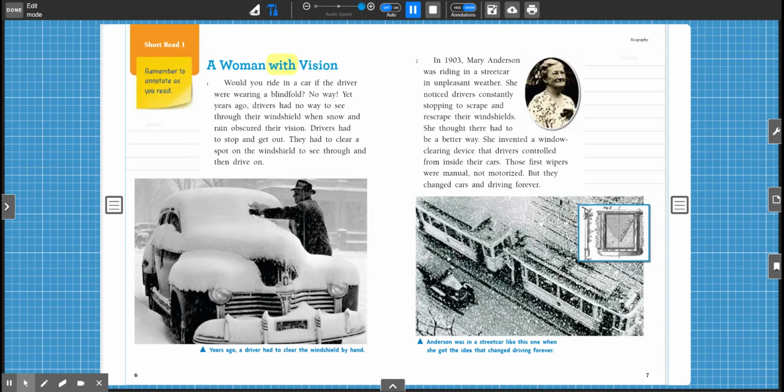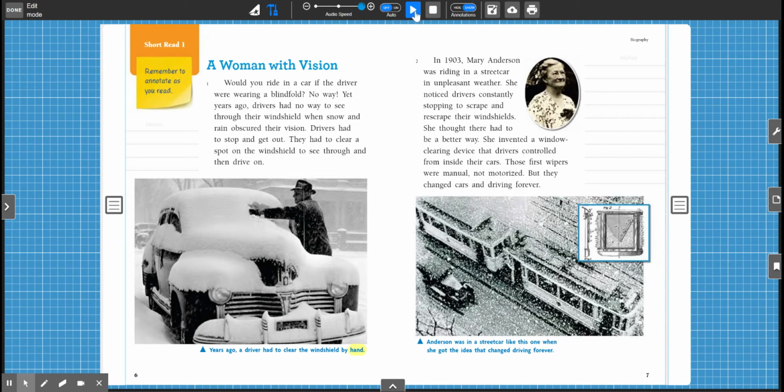A woman with vision. Would you ride in a car if the driver were wearing a blindfold? No way! Yet years ago, drivers had no way to see through their windshield when snow and rain obscured their vision. Drivers had to stop and get out. They had to clear a spot on the windshield to see through and then drive on. Years ago, a driver had to clear the windshield by hand.